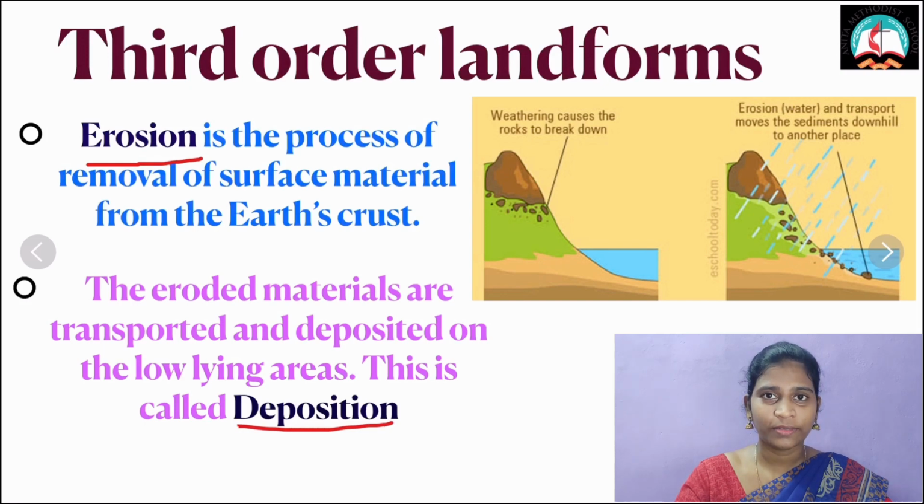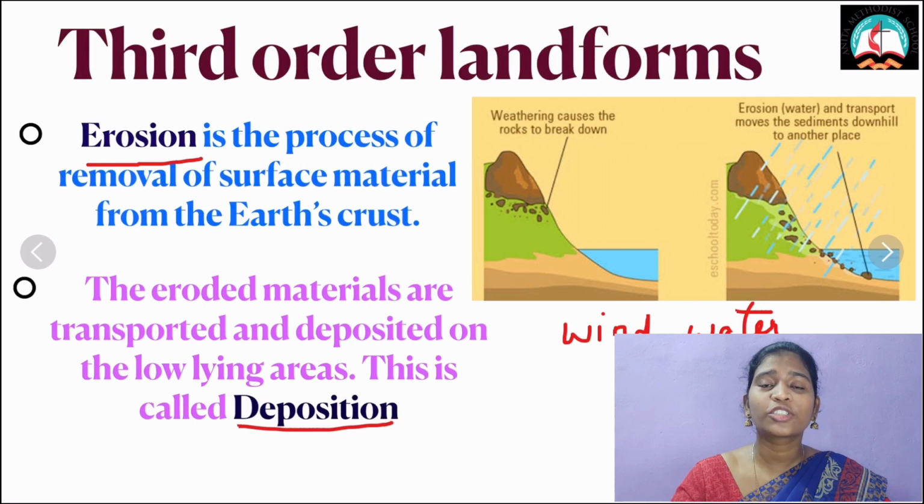Erosional process is the removal of materials from the earth's crust by wind, water and so on. These materials are eroded by the agents. And all these eroded materials go and deposit in the low-lying lands. The way it gets deposited is what we call the depositional process.